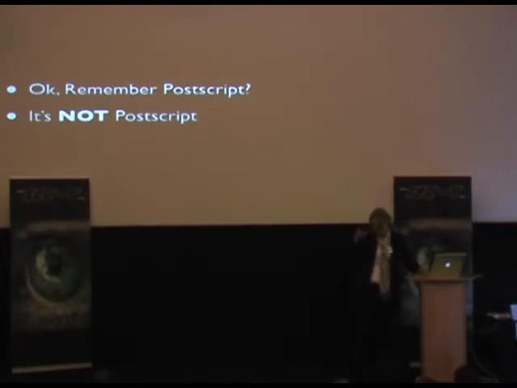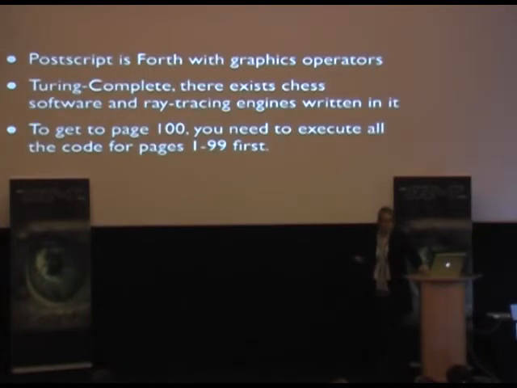So the original design rationale for PDF was that, well, I don't know if you all remember PostScript, but PostScript is basically Forth with graphics operators, and it was fully Turing complete, so you could write a ray tracer or a chess playing program that would run on your printer. But it was also just for generating the pages. If you wanted to jump to page 100, you'd have to essentially execute the code for generating all the pages 1 through 99 first, which is a real pain in the ass.